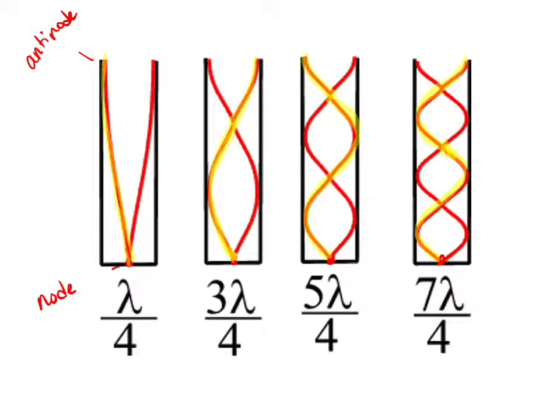Okay, so you can probably see that the next one would be 2 1/4, then 2 3/4, then 3 1/4, then 3 3/4, and so on and so forth, right? And that means that our harmonics will happen when we have 1/4 of a wavelength, 3/4, 5/4, 7/4, 9/4, 11/4, and so on and so forth.